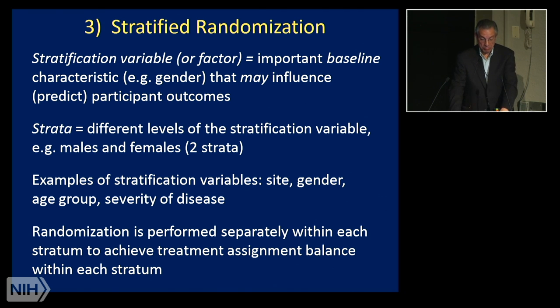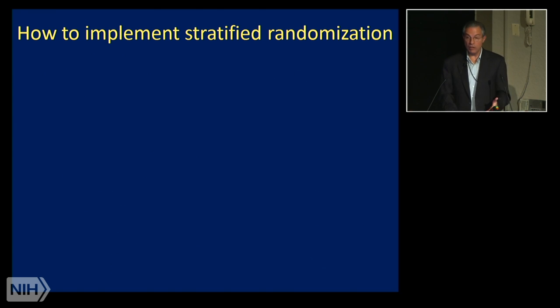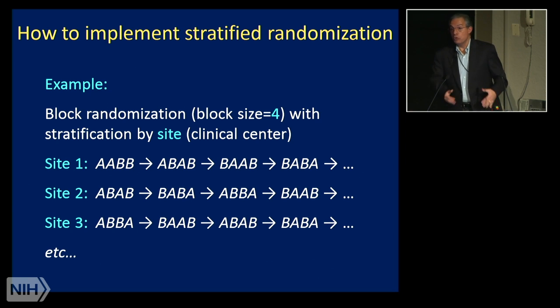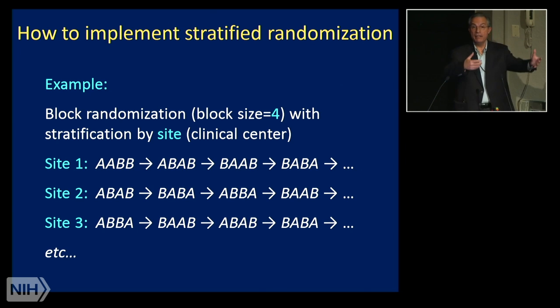So how do you do this? Basically, you perform the randomization separately for each stratum to achieve treatment assignment balance within each stratum. I'll show you, but it's pretty straightforward. If you followed what I've told you so far, the rest, at least for stratified randomization, is pretty simple. So let's say you have block randomization of block size 4 with stratification by site. You have a multi-site trial, and you stratify by site. You basically do the randomization as if you had different trials, one trial for each site.